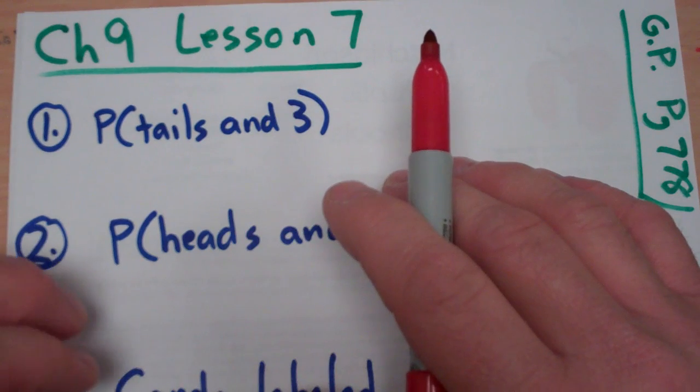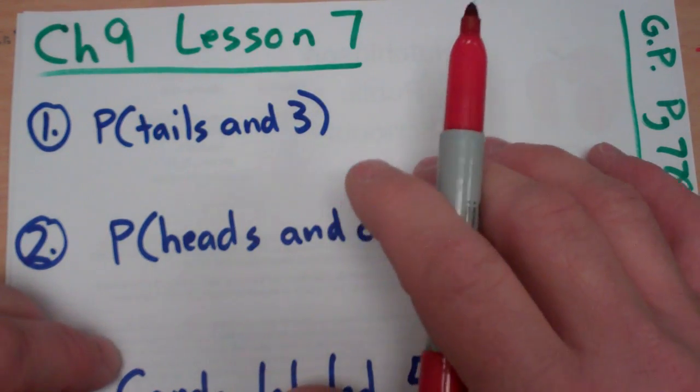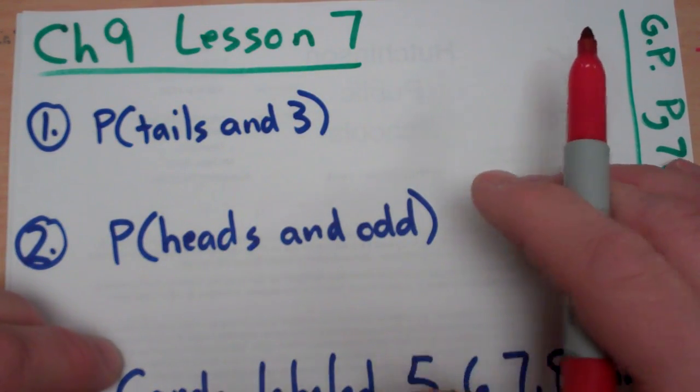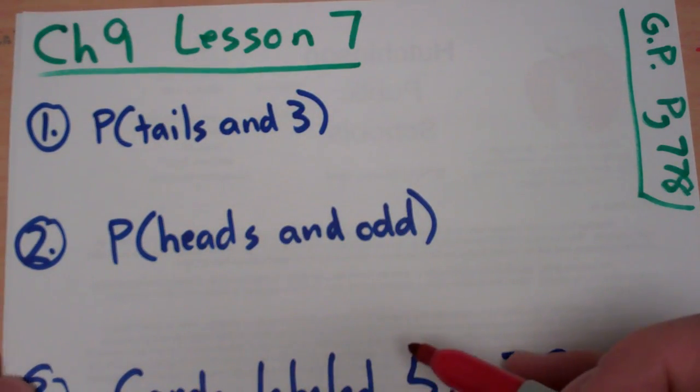Now, if what I did on the first thing affected or changed the probability of the second thing, that would be called dependent events. That'll be like number 3. When we get down to number 3, I'll show you that.